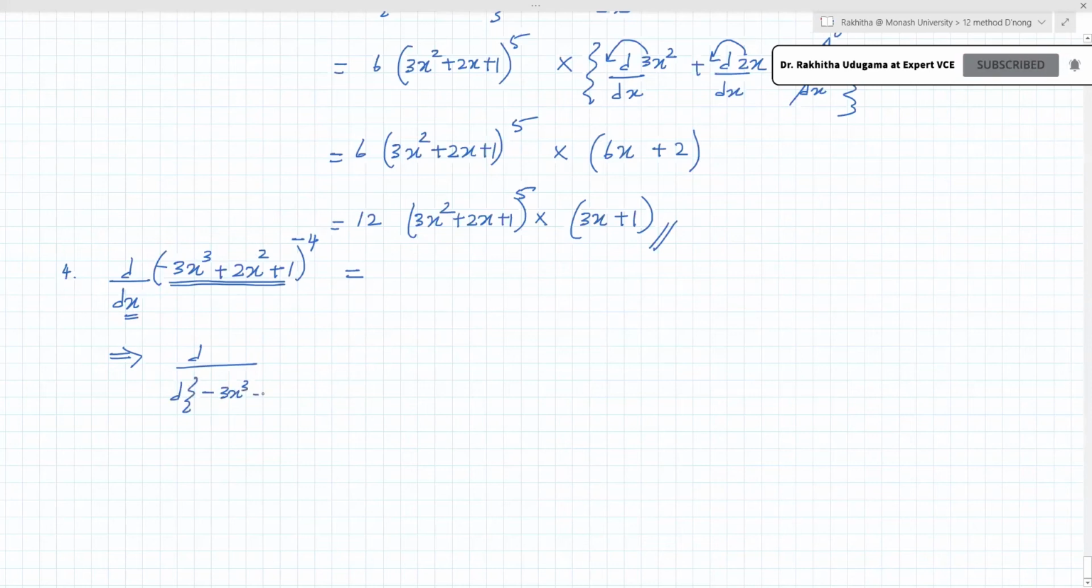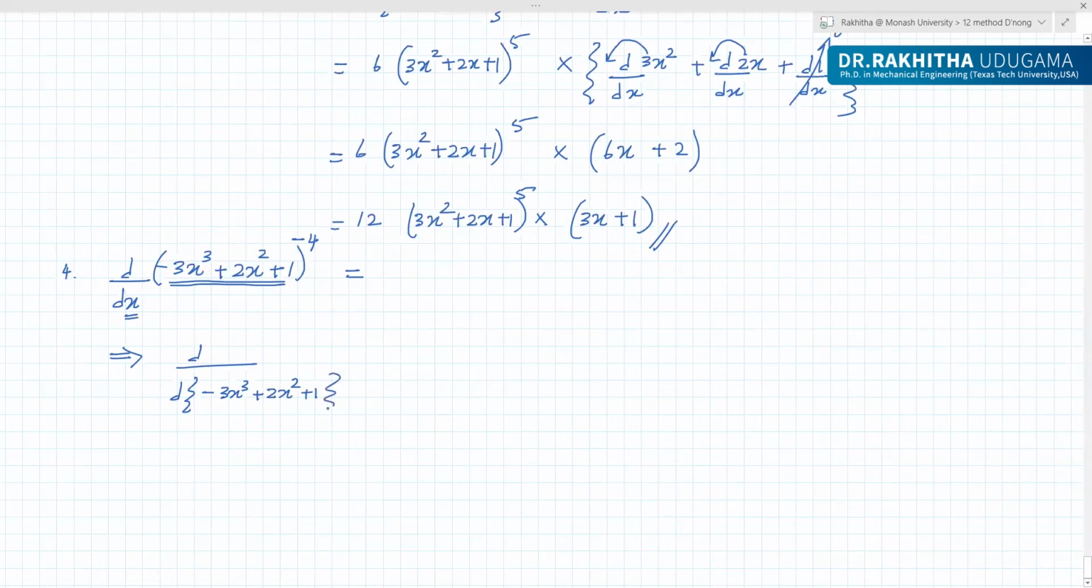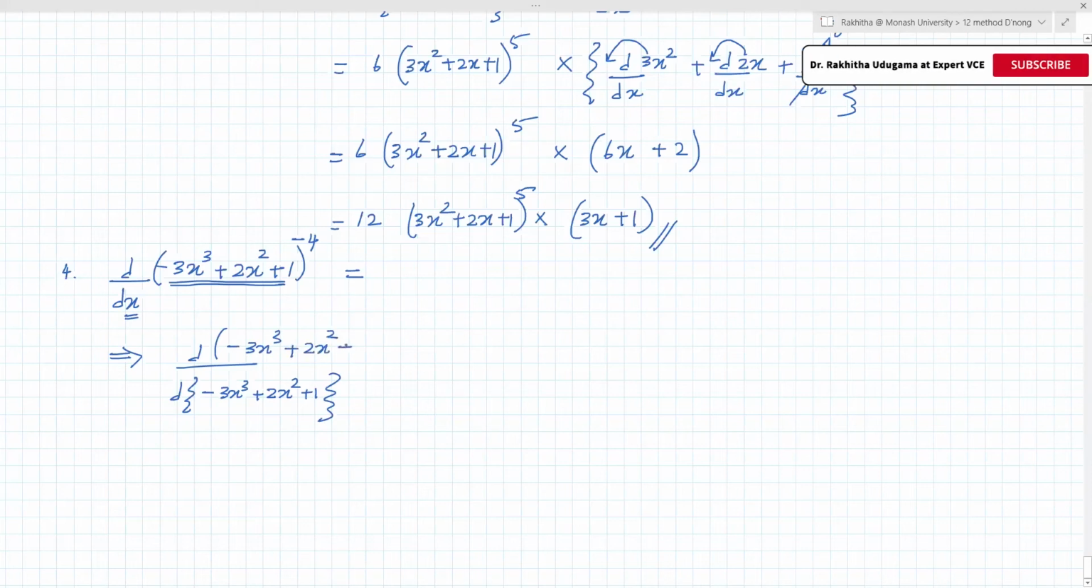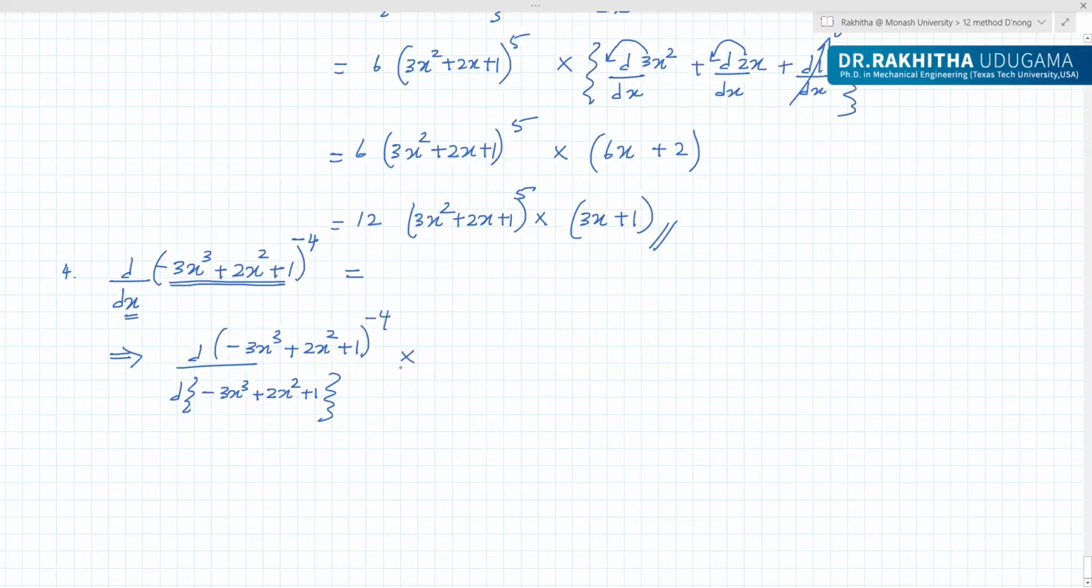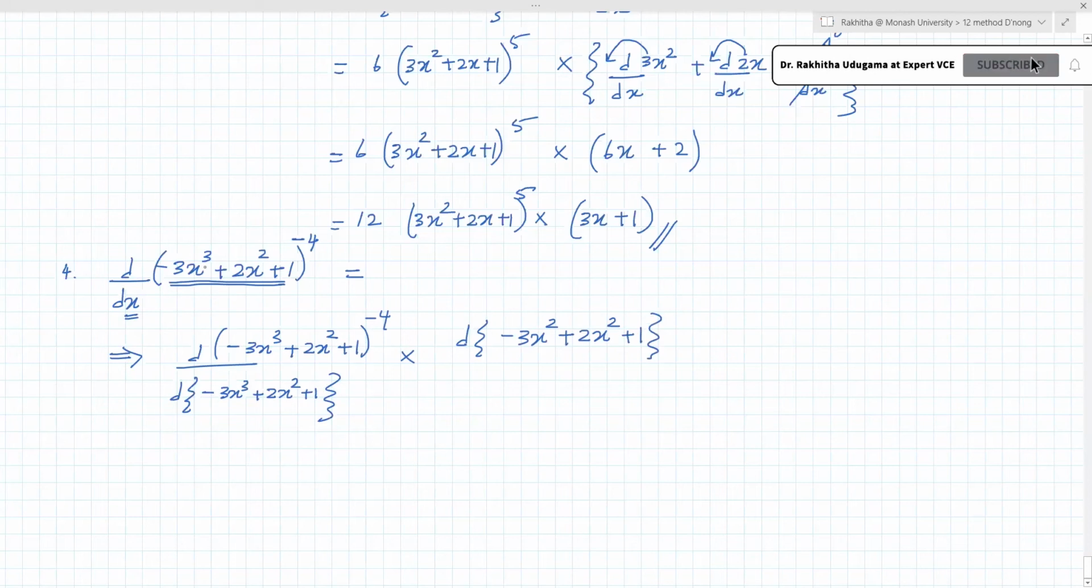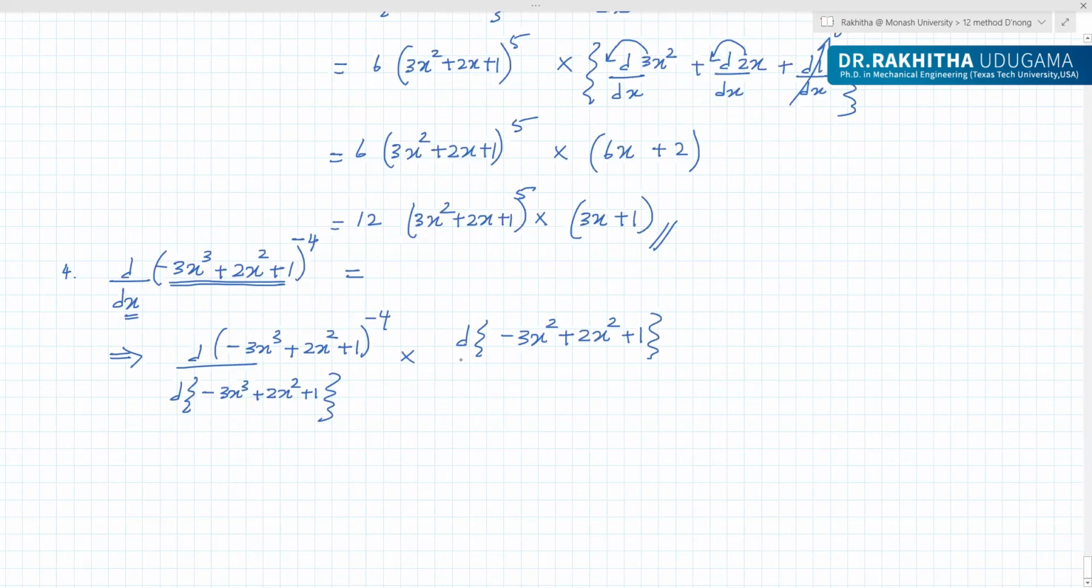Minus 3x cubed plus 2x squared plus 1. Here we have that, right? So you're going to keep that. Plus 2x to the power 2 plus 1, minus 4 multiplied with the same thing in the denominator. So d minus 3x squared plus 2x squared plus 1. So please understand, these things are algebra, right? This can be humongous, so many terms, doesn't matter. Don't be scared. Just stick with your fundamentals and use it. Dx.